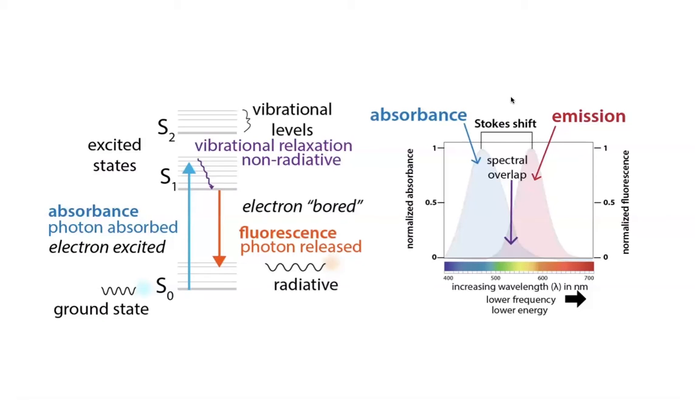And this is just for a single fluorophore that's absorbing light of one wavelength and emitting light of a different wavelength. This is not the overlap we're going to be seeing between our excitation fluorophore and our acceptor fluorophore. This is just for the single fluorophore.